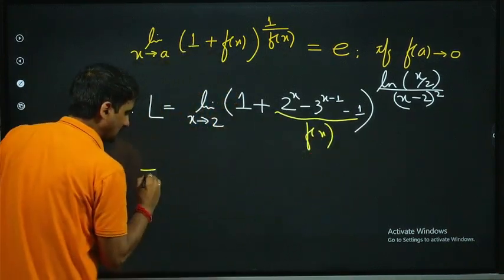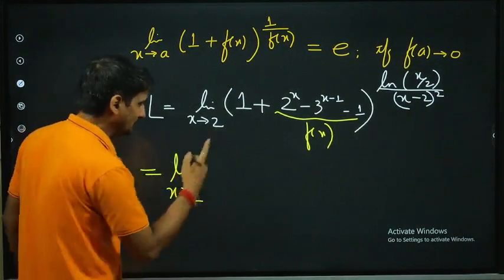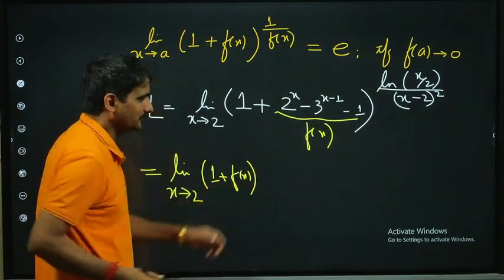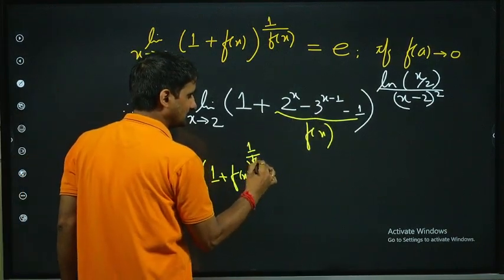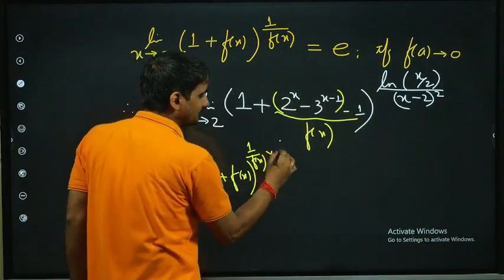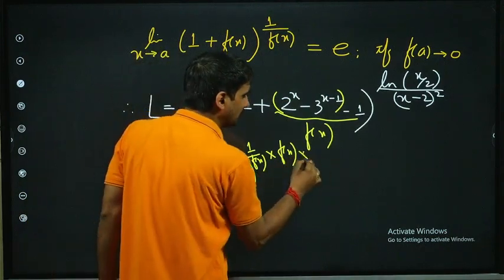So I can write it as limit as x approaches 2 of (1 plus f(x)), and of course this has to approach 0, so this is approaching 0. You can check it because that was approaching 1. Okay, we all know it. Into f of x. So I multiplied and divided the power by f of x into whatever you have.